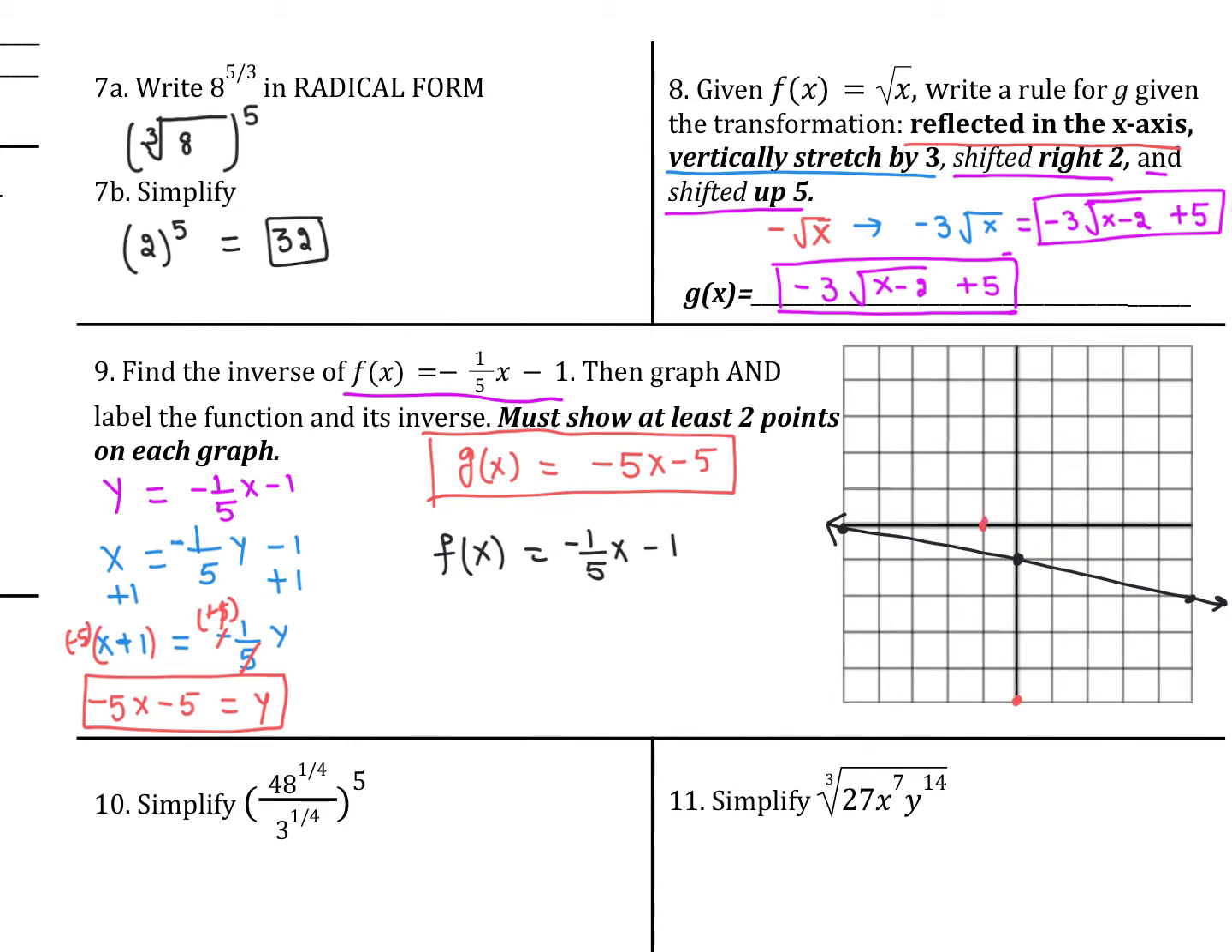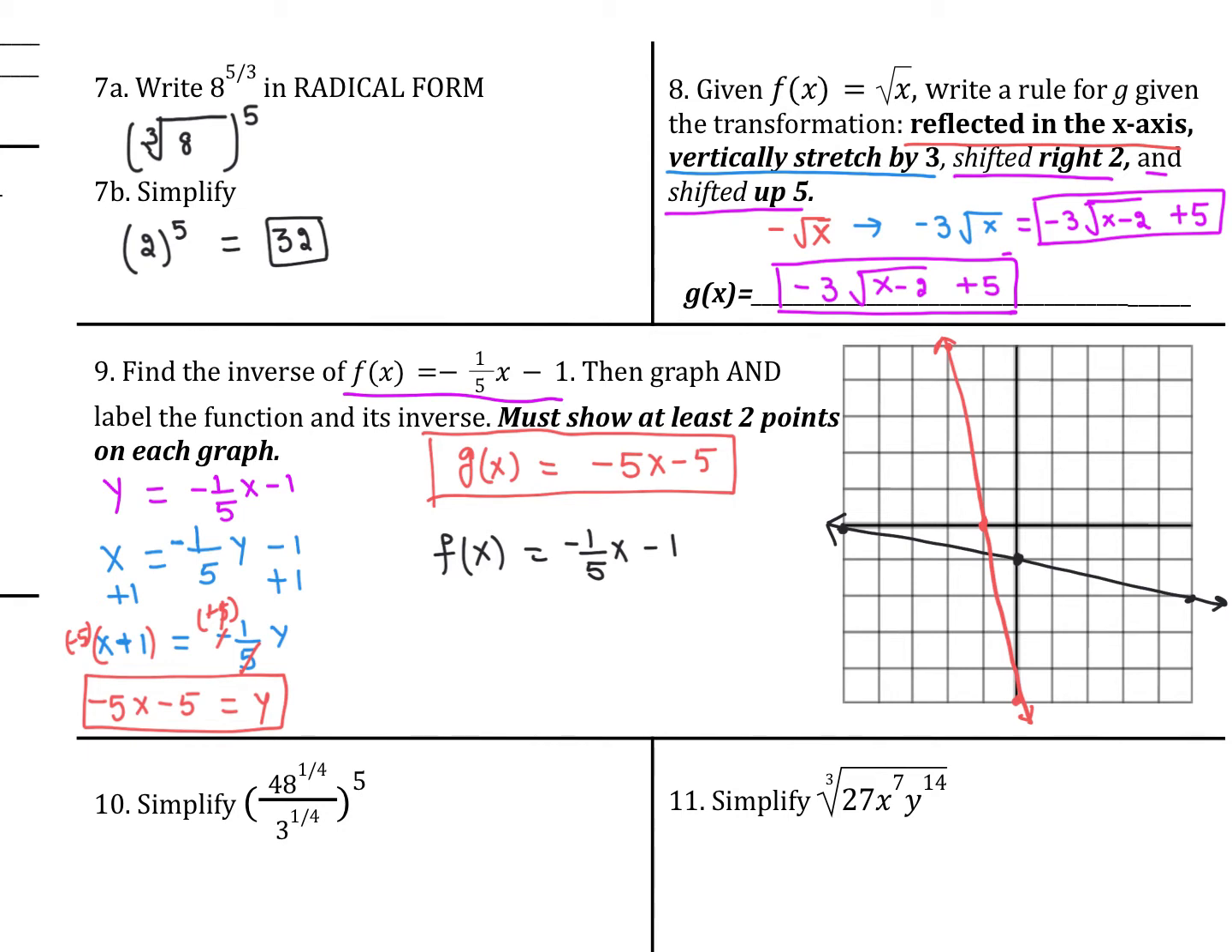And from here, follow the same pattern. 1, 2, 3, 4, 5 over 1. Remember, rise over run. Rise over run. And that's going to be your line graph.